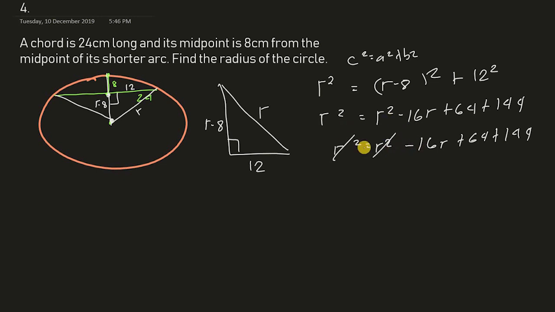I'm going to transfer 16r to the other side to make it positive. So that's 16r is equal to 64 plus 144. 64 plus 144 is equal to 208. So I can now solve for the value of r. Divide both sides by 16. r is equal to 13. Alright? Yeah, that's 13. So the value of our radius is 13. Another option, if this is what is given, guys, you're given this length and this length, you can use this technique to get the value of our radius.